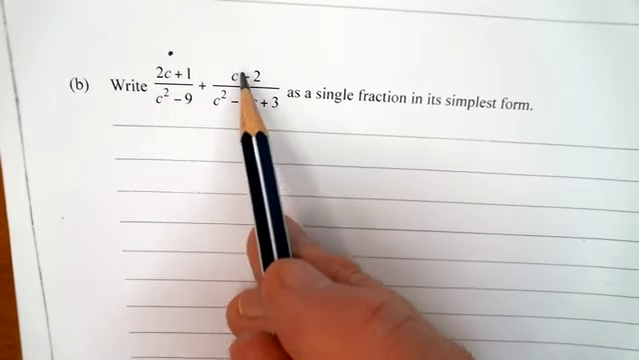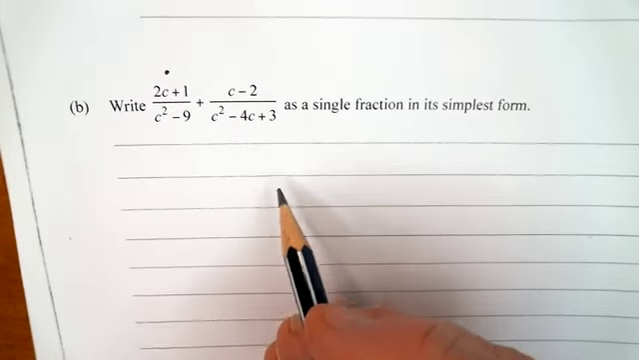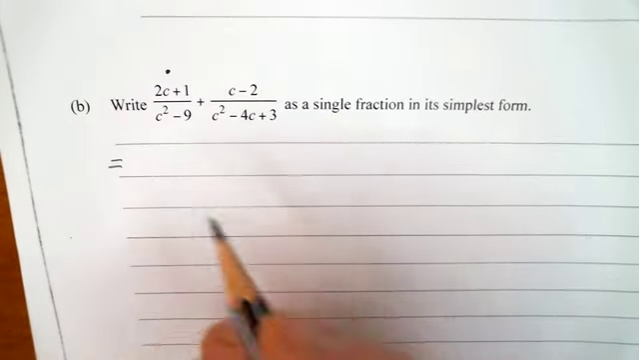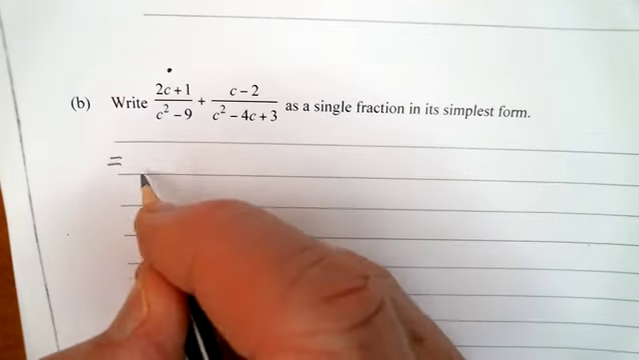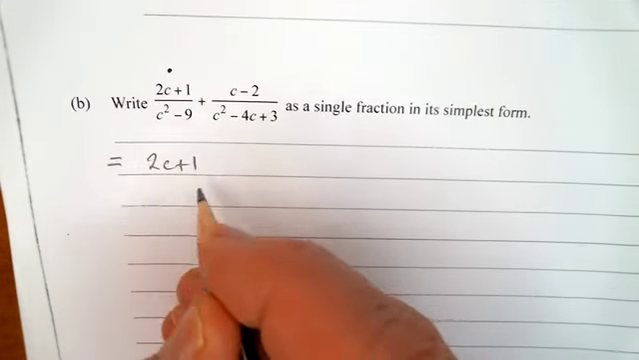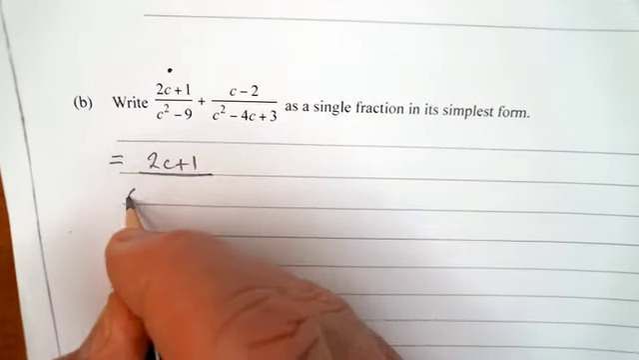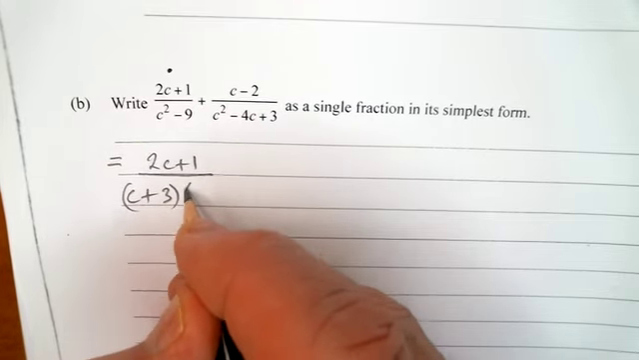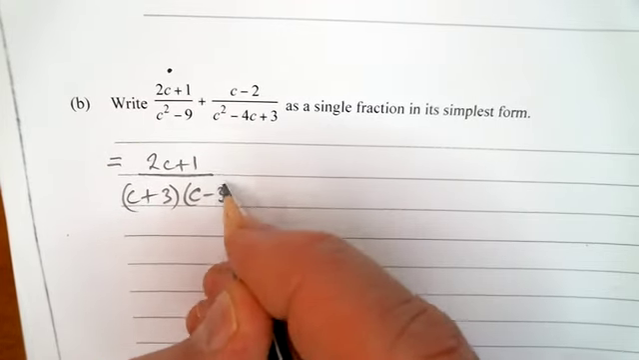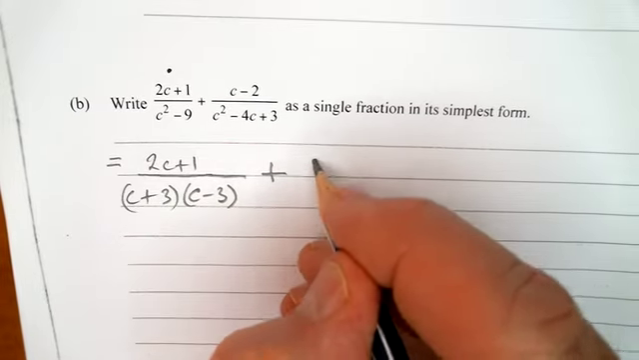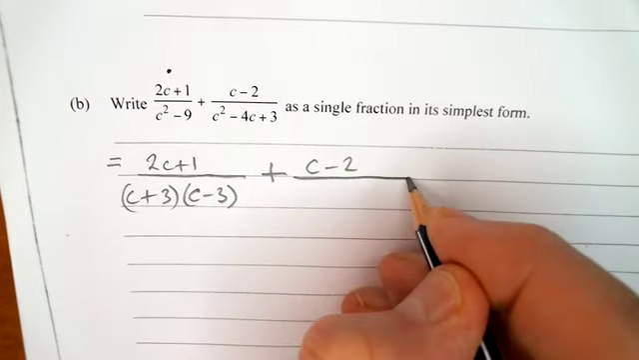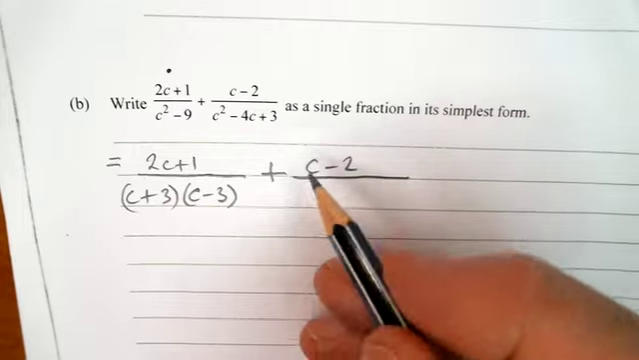C is common as a variable throughout. So let's see if we can chisel this down a little bit. I'm not sure how far we can take it, but let's see. So the first bit is we've got a 2c plus 1, and this is going to be c plus 3, c minus 3. So there is my difference of two squares. The whole thing is added to a c minus 2 here. And let's factorize this bit here.